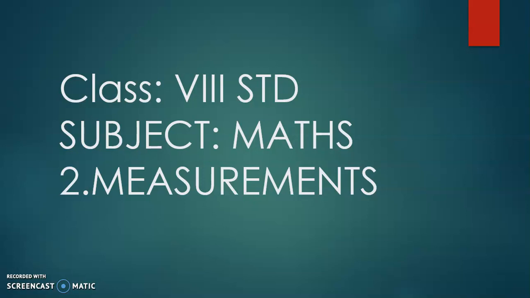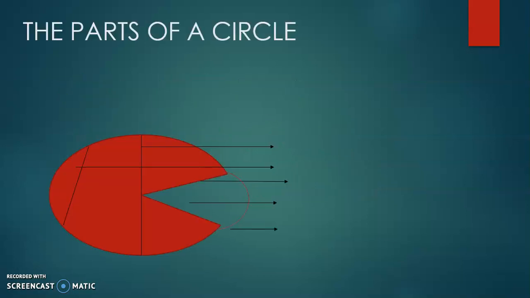Okay, let me recall the topics which you learned in the last class. What you learned in the last class? Yes, measurements. In measurements, what are the topics you learned? The parts of a circle you learned, isn't it? Shall we see the parts? Yes. First one, diameter, segment, radius, sector, and arc. These are the parts of a circle you learned in the last class.